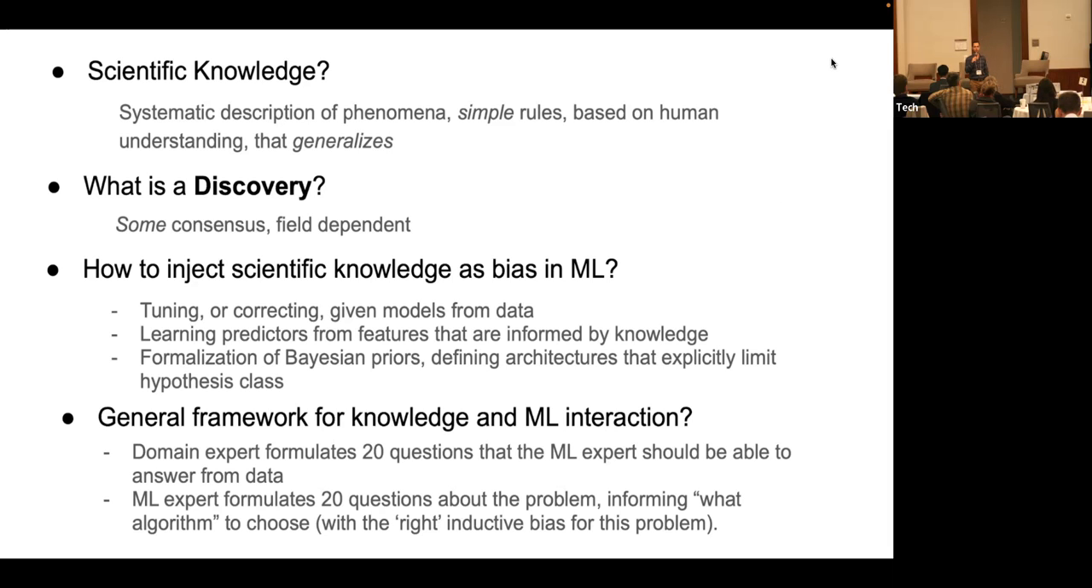Okay, so we started from the very top and started asking what is scientific knowledge, and that went okay. That was more or less easy to define as the systematic understanding of phenomena that we can formulate in rules that translate and generalize to either different people because they understand them, or different scenarios. That was fine. The problem is that then we started talking about what constitutes a discovery, and that led to a very heated discussion.